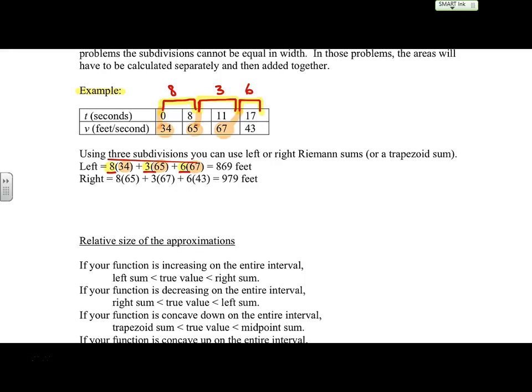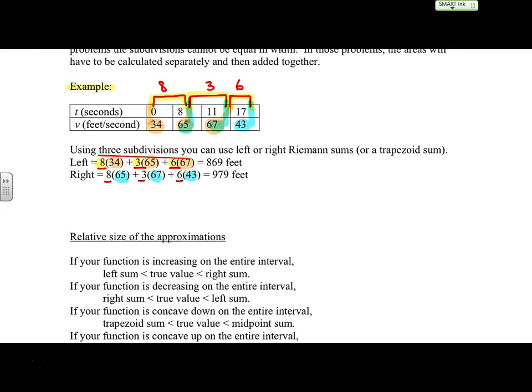What changes when I come down here for the right? Are my bases any different? No. All that's different is, what am I using instead for my little subintervals? The right. I'm using the ones on the right. So I'm just using 65, 67, and 43 instead. That's the big idea of how to do Riemann sums.